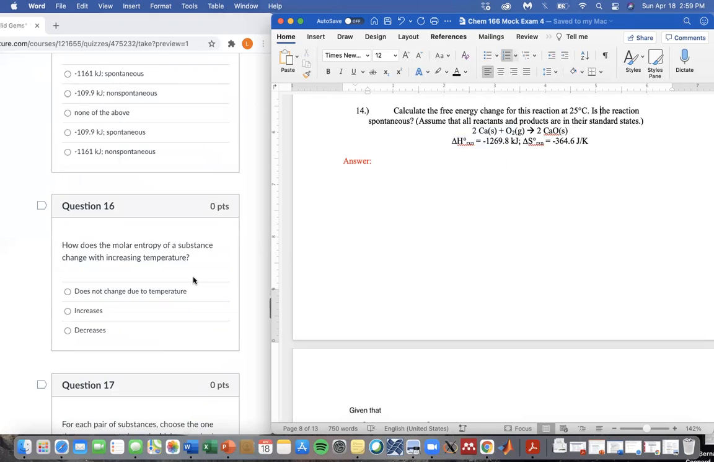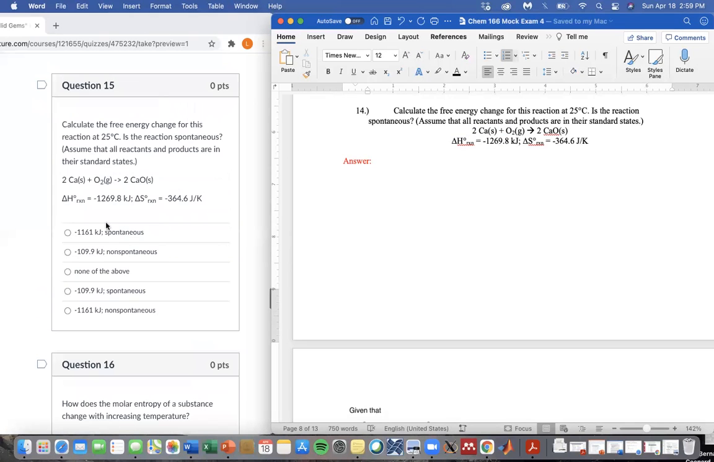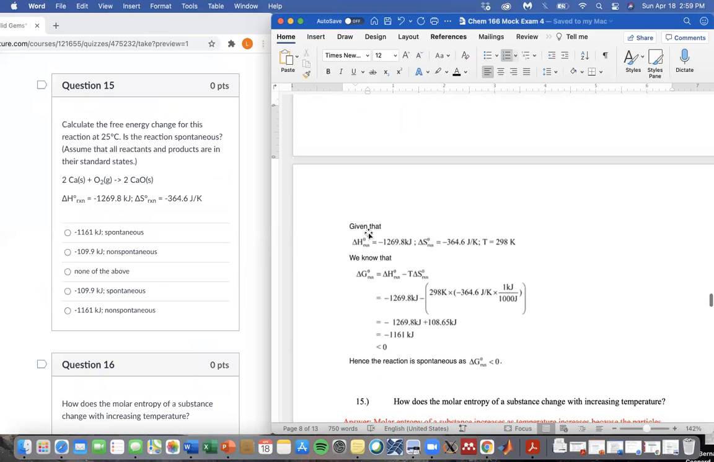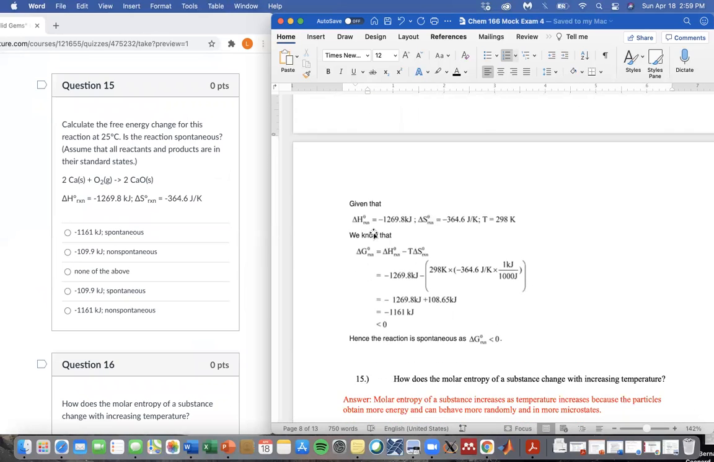Oh, here it is right here. And so for this one, we should calculate delta G, and then calculate whether or not it's spontaneous. So for this one, we can just straight up use our delta G equals delta H minus T delta S. And so we're given our delta H already.